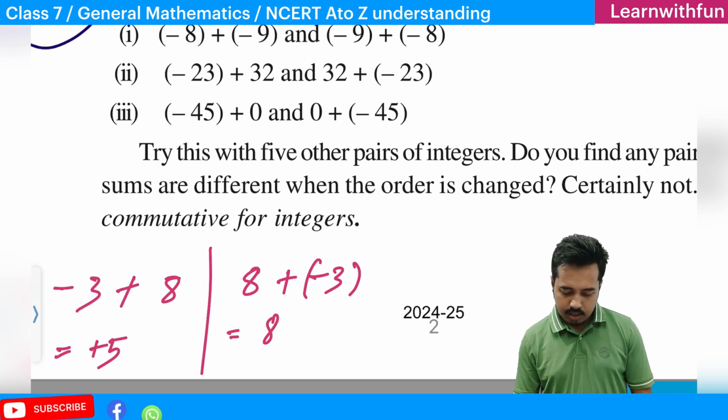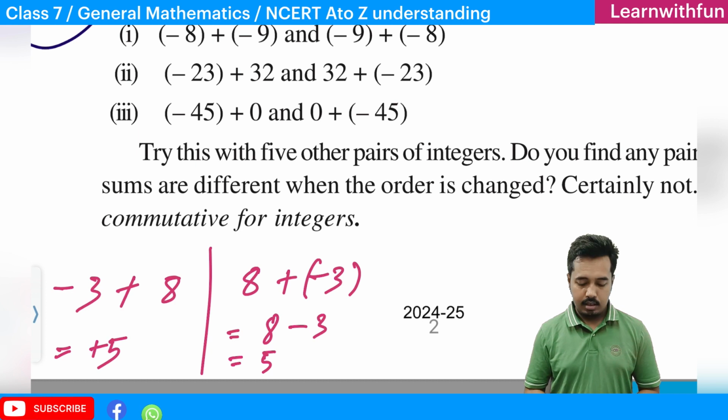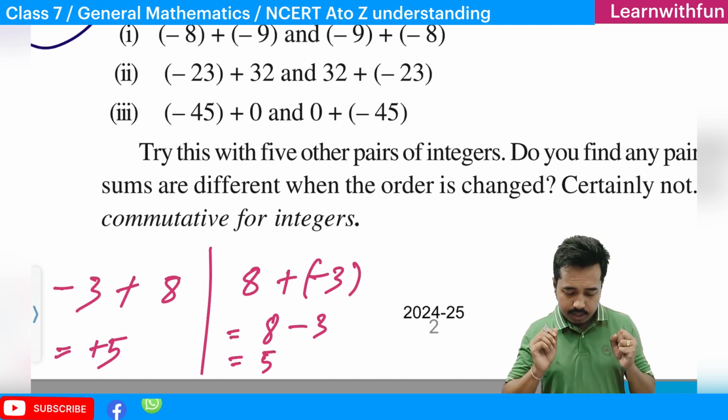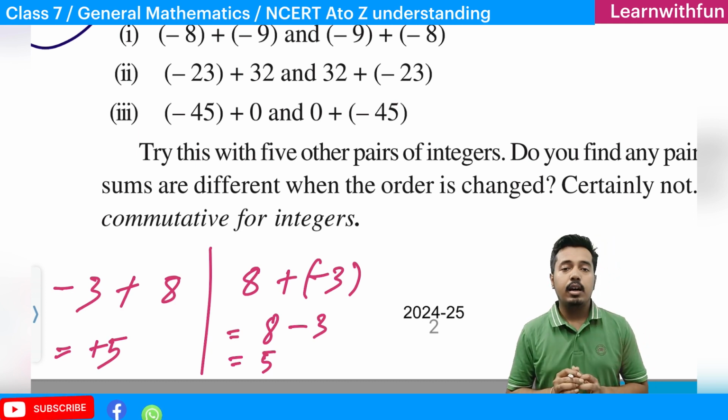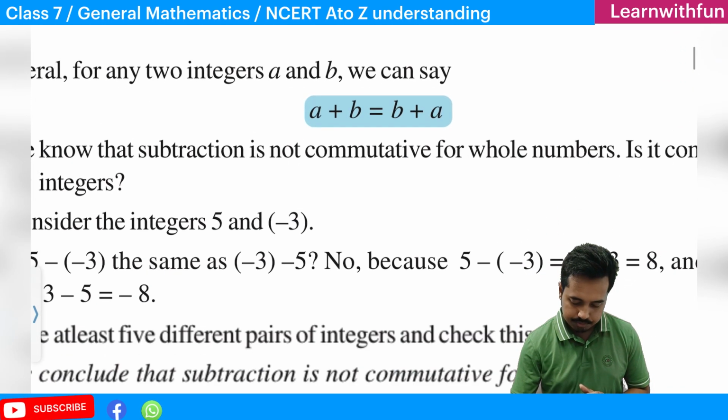In the second case, 8 plus and minus, both of these signs combine to give minus. 8 minus 3 will give you 5. So you can see that in both the cases the results are same. So we can say that integers obey commutative property under addition.